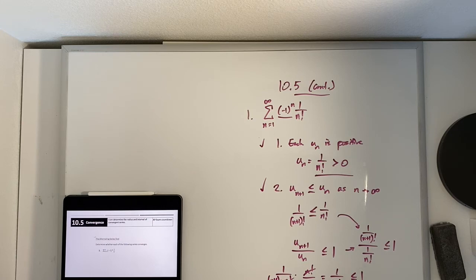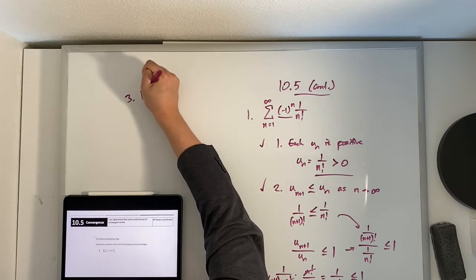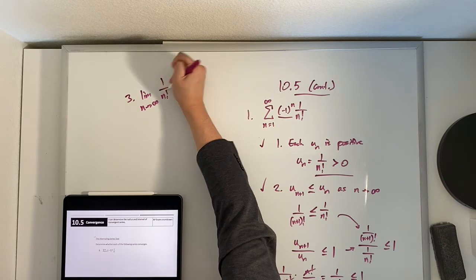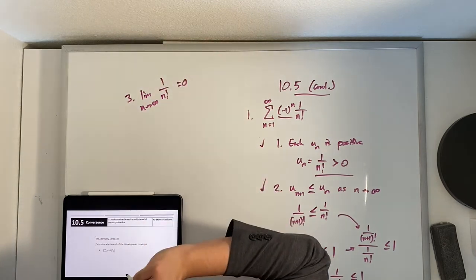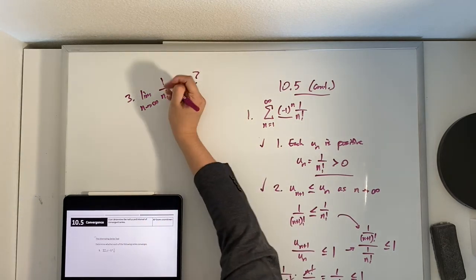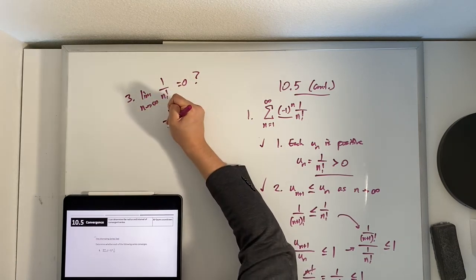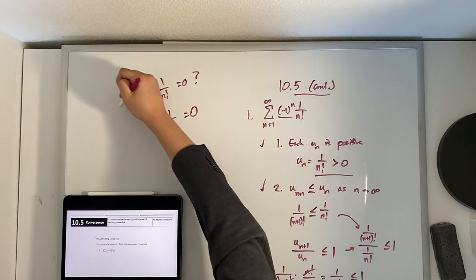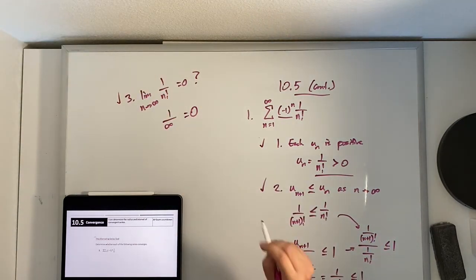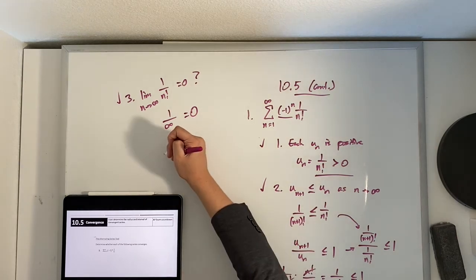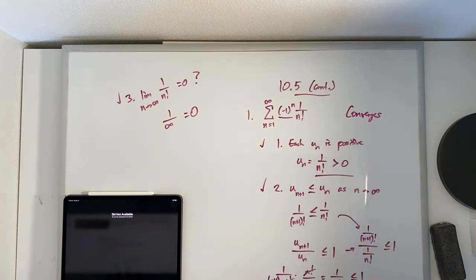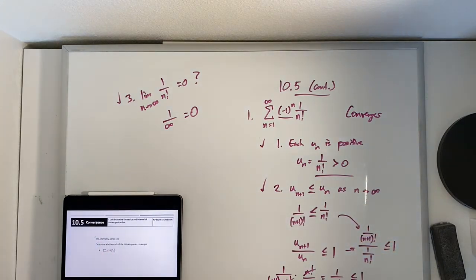Okay. So we've shown 2 of the 3 criteria are valid. Let's look at the third. Does the limit, as n approaches infinity, of 1 over n factorial equal 0? Well, plug in infinity, and we get 1 over an infinitely large value, which indeed is 0. So because we meet these 3 criteria, this series converges.